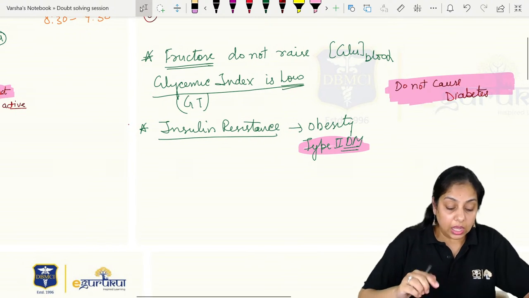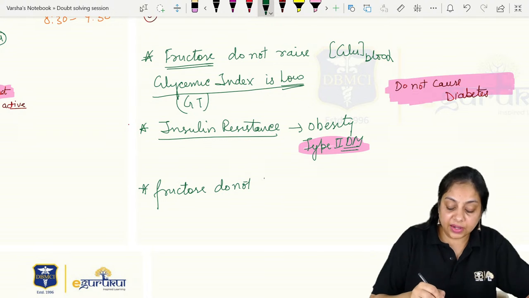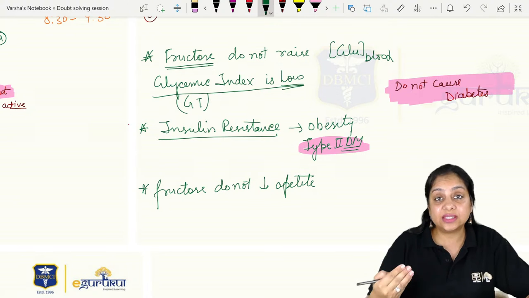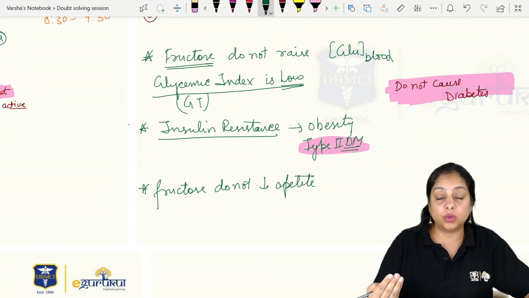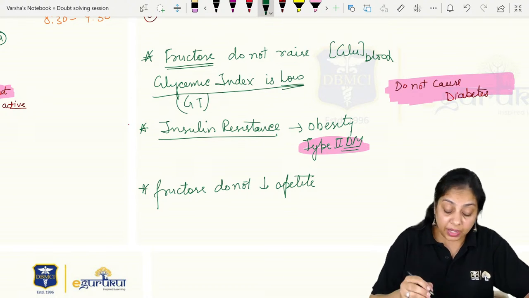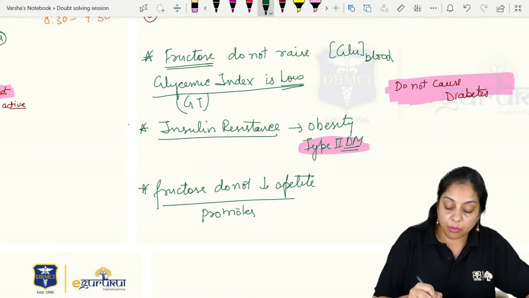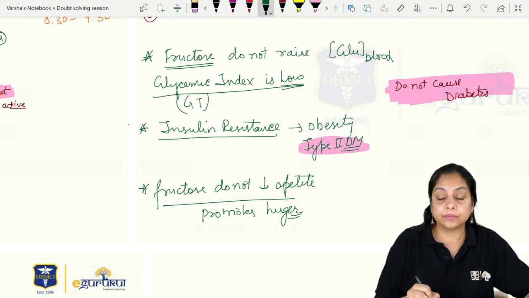Okay. Another fact, fructose does not decrease appetite. What do we mean by that? If, let's say, you ate something with fructose, it is not going to kill your hunger. Glucose fills you in. Fructose does not fill you in, does not fill your tummy. That is the simplest one, right? But rather it promotes hunger. The more you eat it, the more you need it.